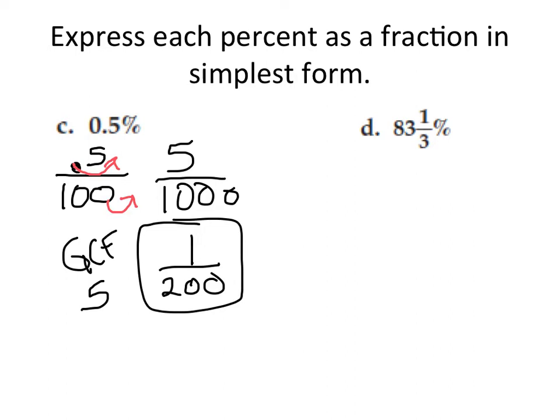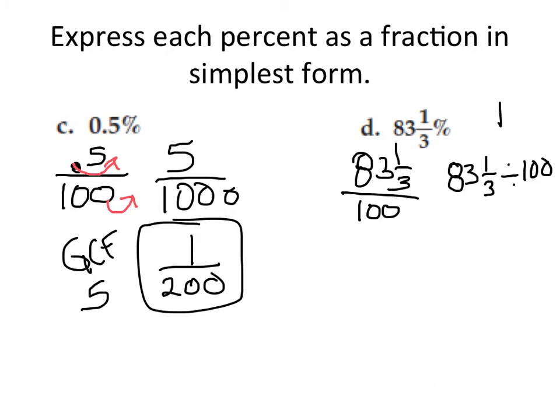Let's use a problem that has a fraction in it. This one's a bit different, takes a few more extra steps. I put 83 1/3 in the numerator, put it over 100 because it's a percent, drop the percent sign. And I'm going to rewrite it in a form that most of you probably should be familiar with. You can see here that I wrote it as 83 1/3 divided by 100. And when we're dividing with fractions, we just need to do a few things we've learned in the past.